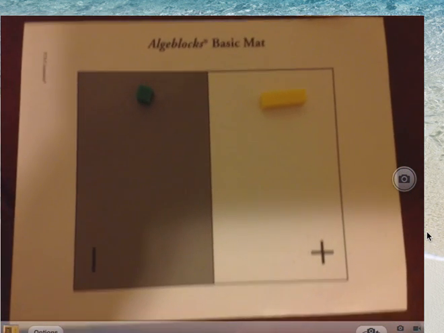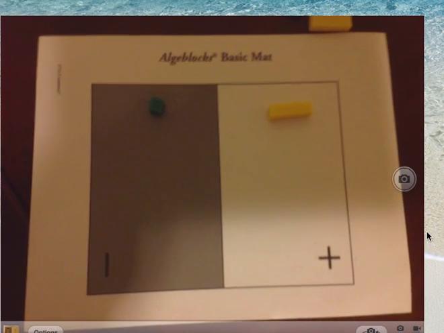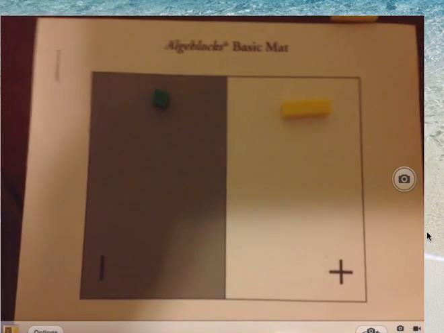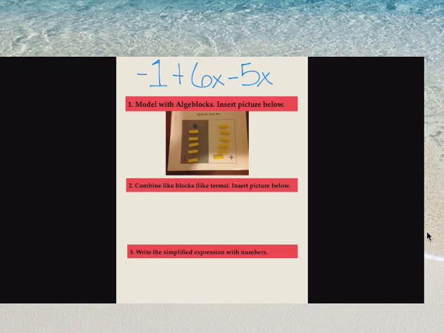Now, is there anything else I can combine here that's like terms? I don't see any other blocks that are the same, so I know my expression is simplified, so I'm going to take a picture. And go ahead and drop your picture into GoodNotes.